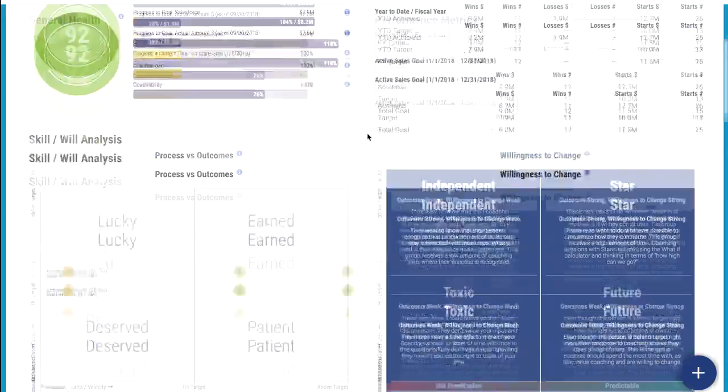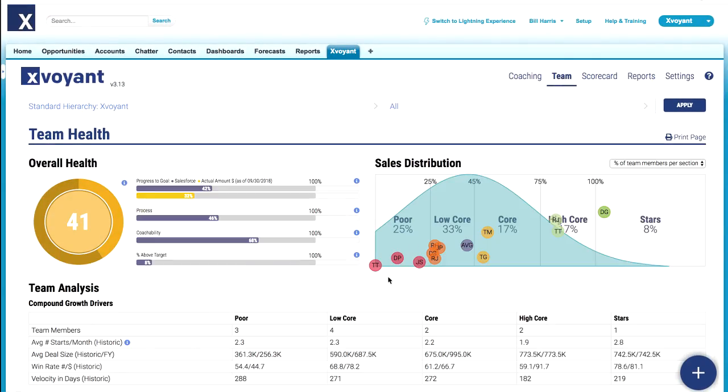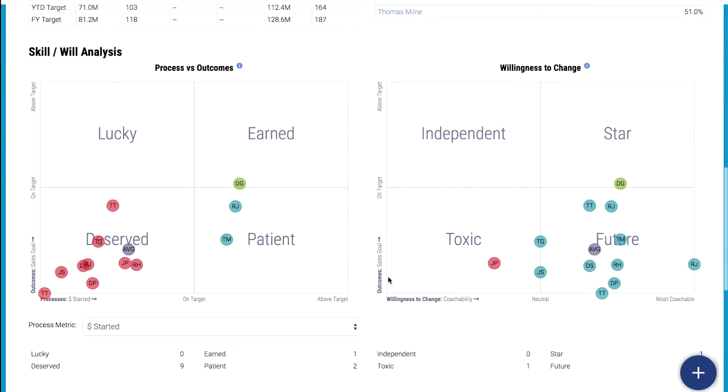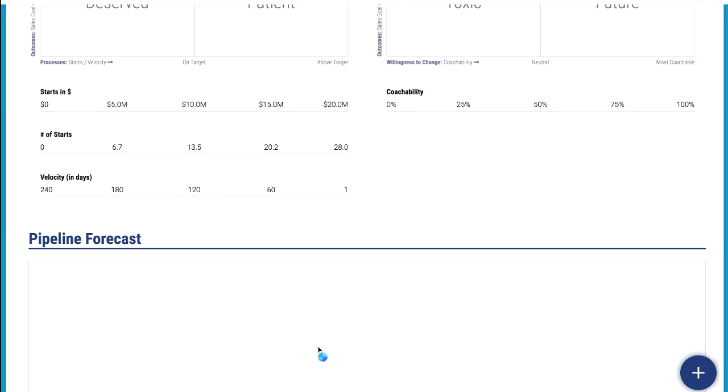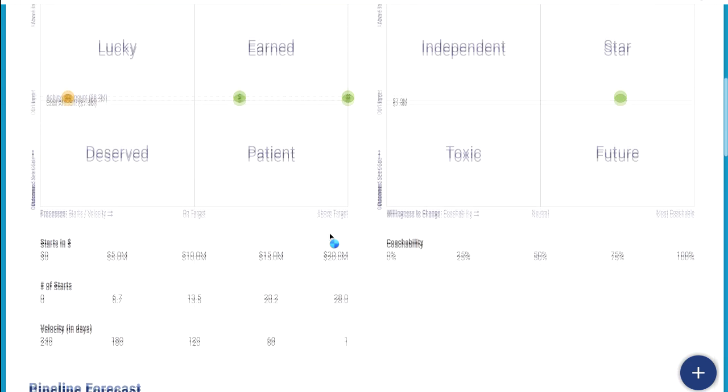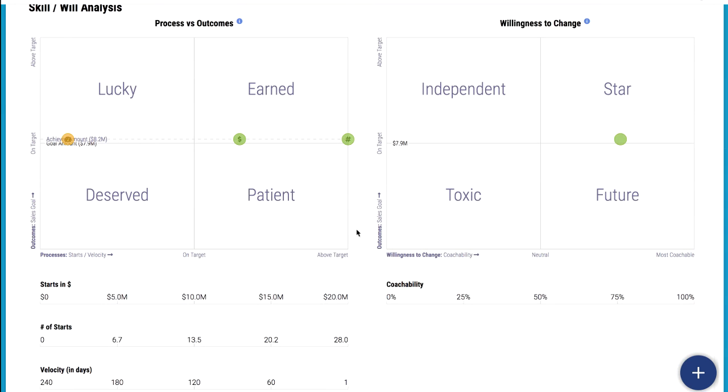The quadrants inside of the Team tab show you the exact same information, but now we are taking an average for that salesperson. So before, for example, we were looking at this salesperson right here, David Goldberg, and if you remember, 2 of their process points were on the right side and 1 was on the left side under lucky. If we take the average of those 3, he finds himself right in the middle. As a sales manager from here, you can actually select the salesperson, click on View Scorecard, and now this will take you to the quadrants inside of the scorecard.